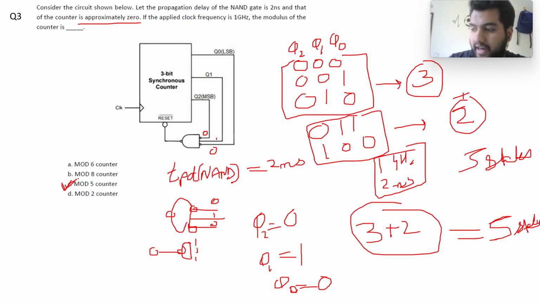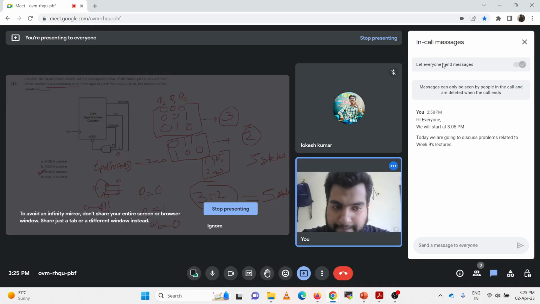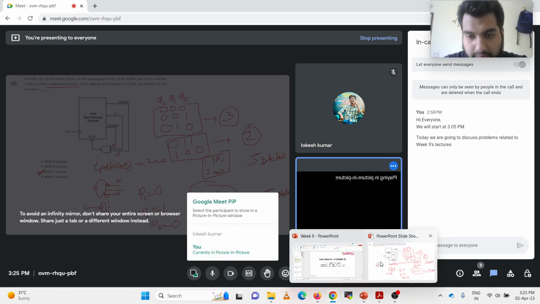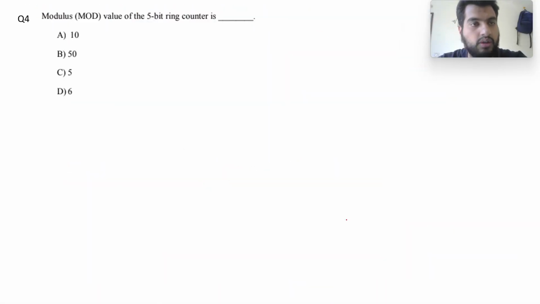Option C is the right answer. Now moving forward to question number 4. What is the modulus value of a 5-bit ring counter?